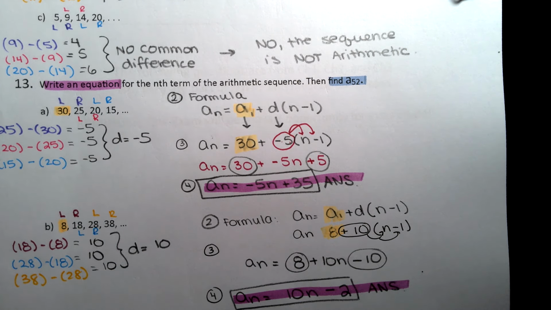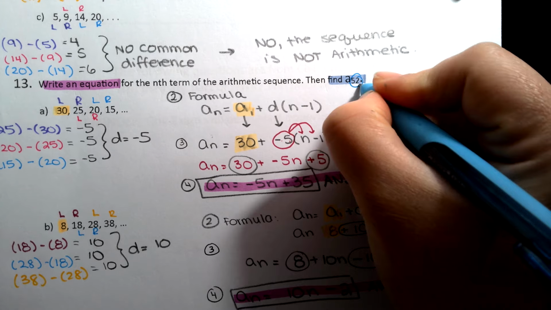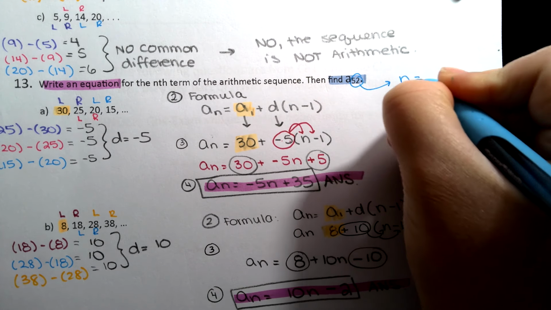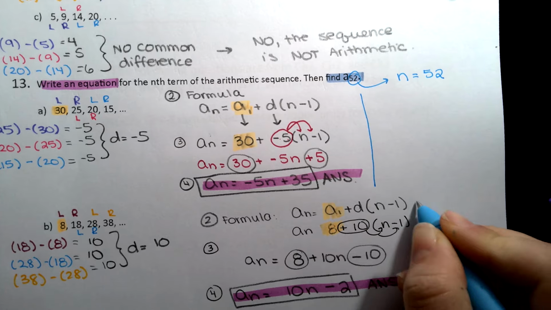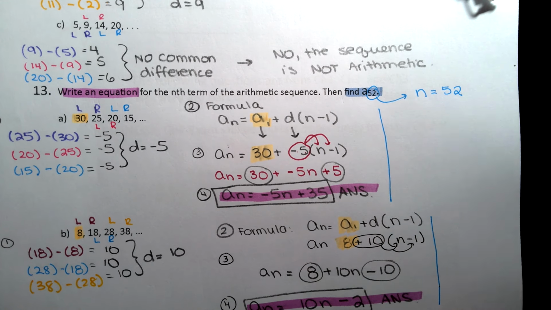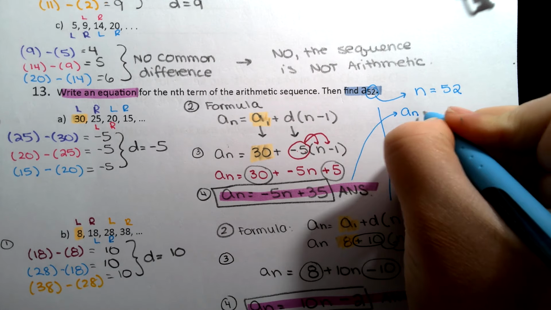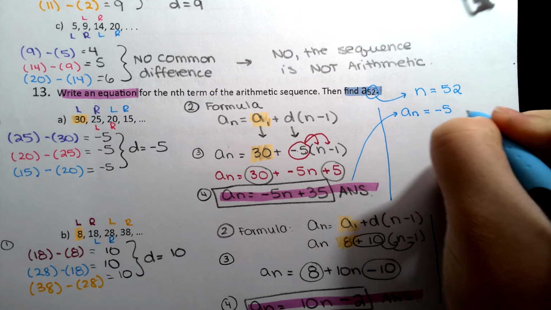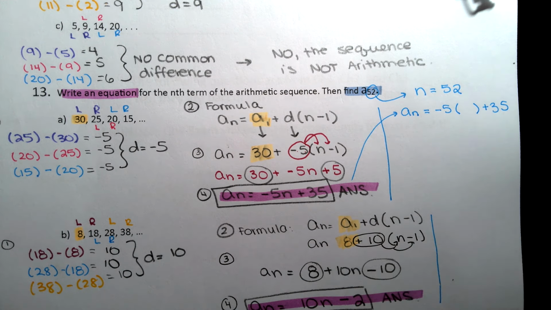Now, a sub 52 is another way to say n is 52. So this 52, this is your n value. So I'm going to separate these out for A, B, and C. For A, pick up your equation. A sub n is equal to negative 5, open for n, and you're going to open for n in 2 locations.